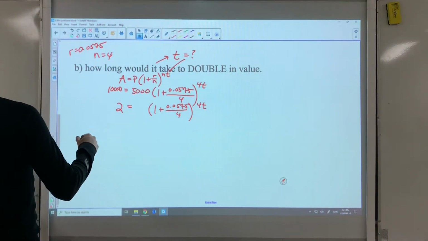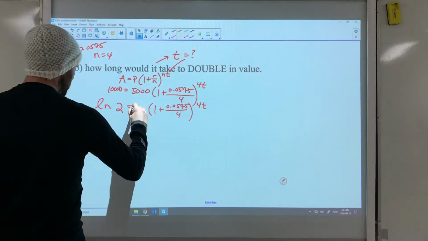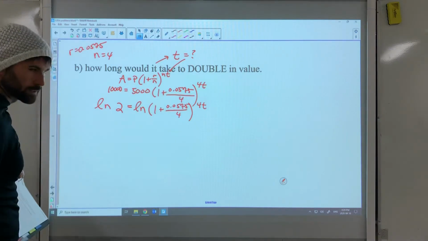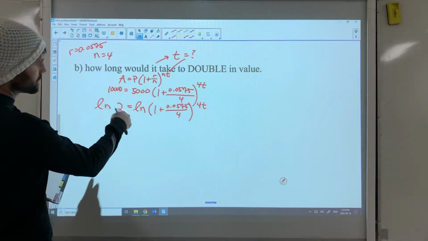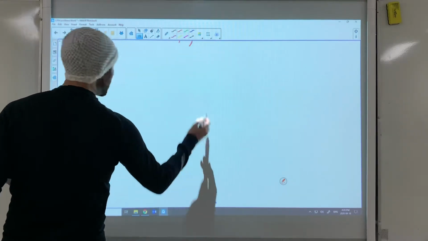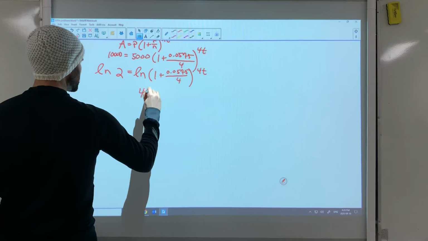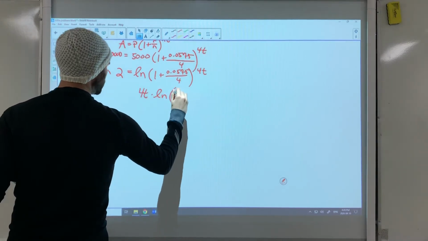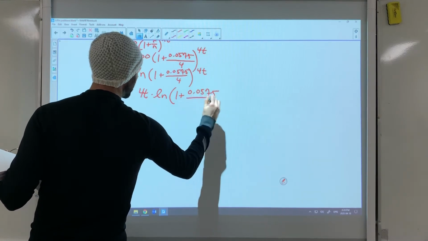So I'm actually going to apply ln, the natural log. I prefer to do that. It's one less letter. So instead of using log, I'm going to use ln. Now that I've applied ln to both sides, I can use the power law to move the 4t down in front. So I'm going to have 4t times ln of all this stuff, which I still am not going to type into my calculator.